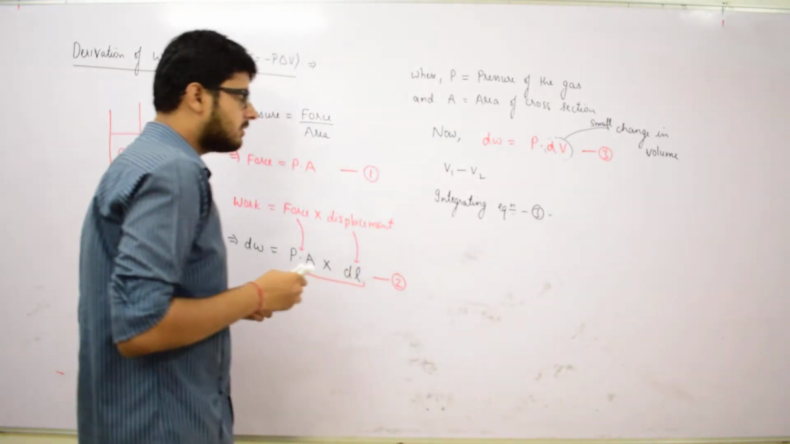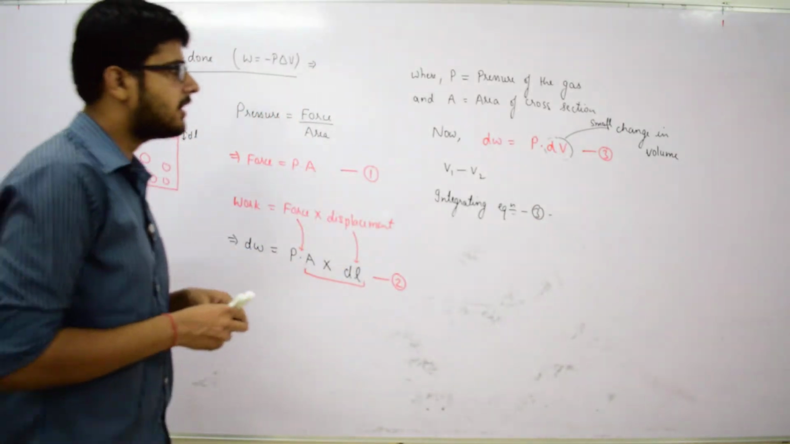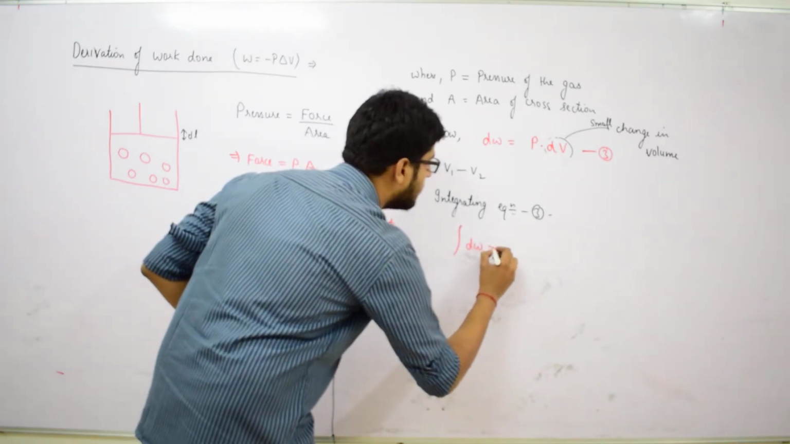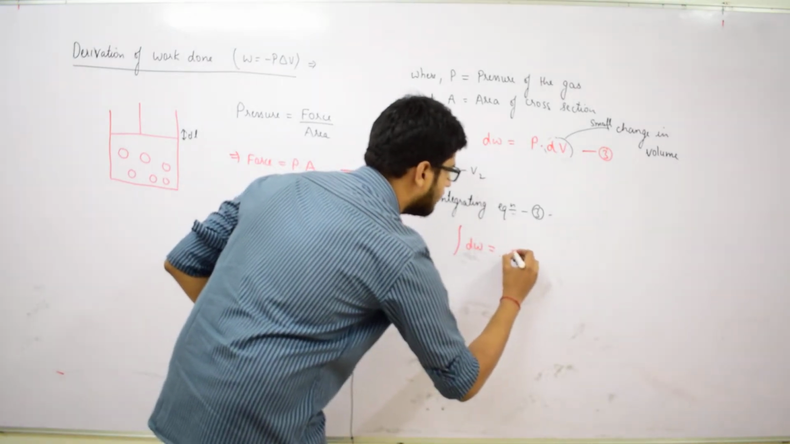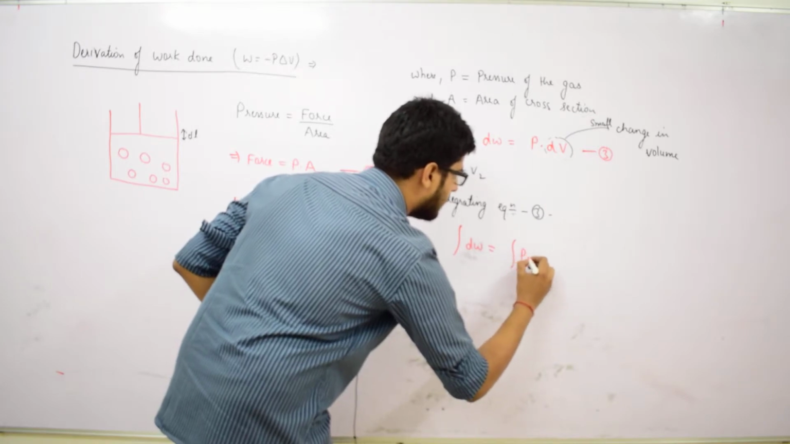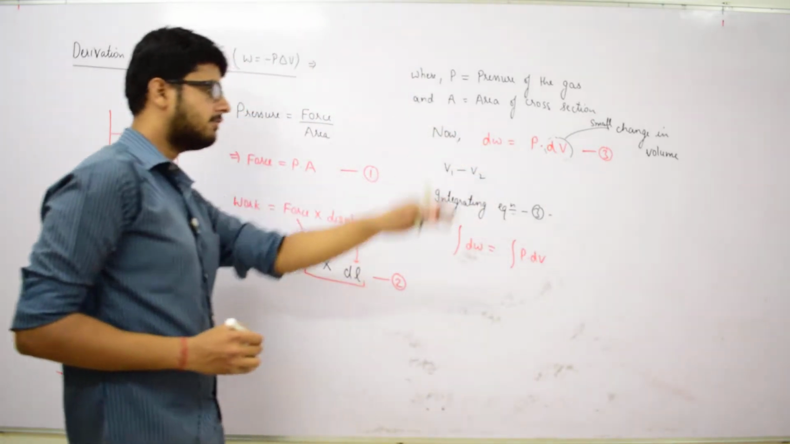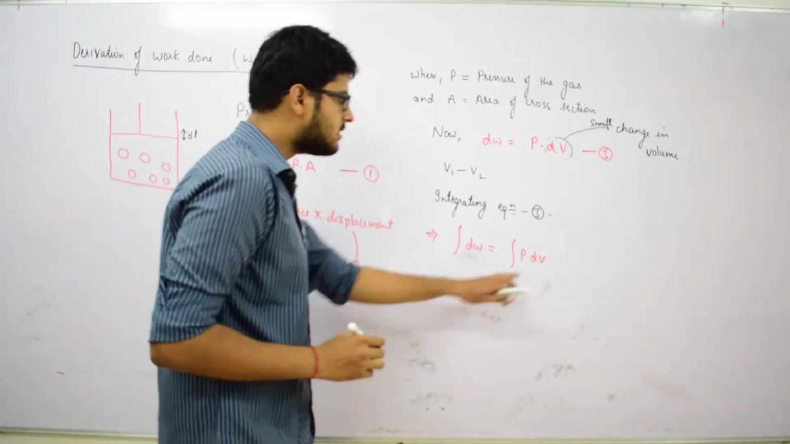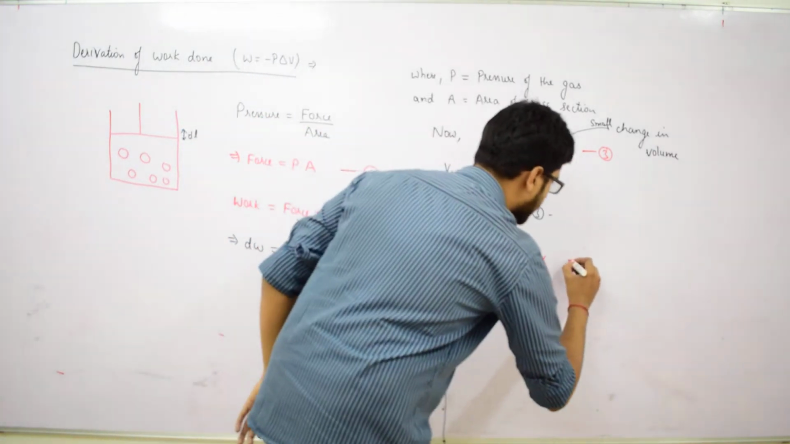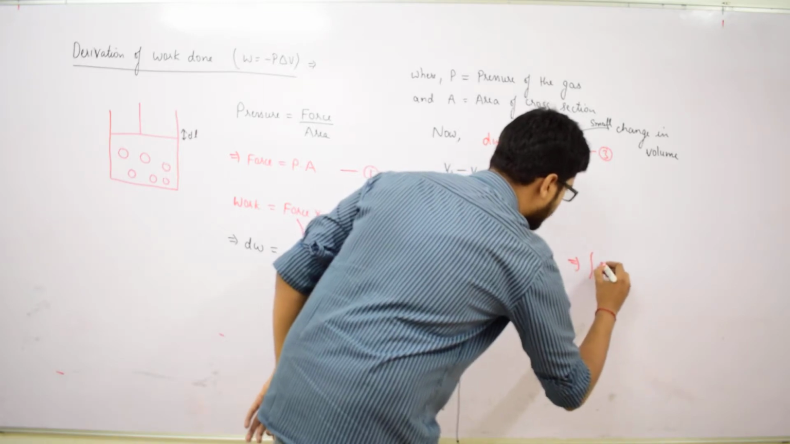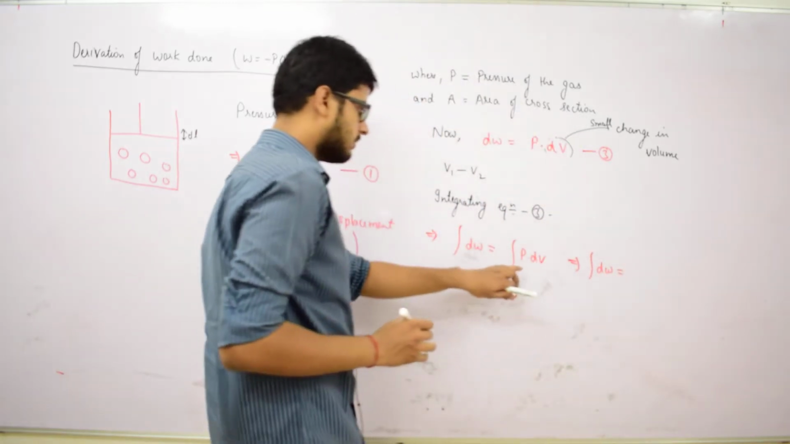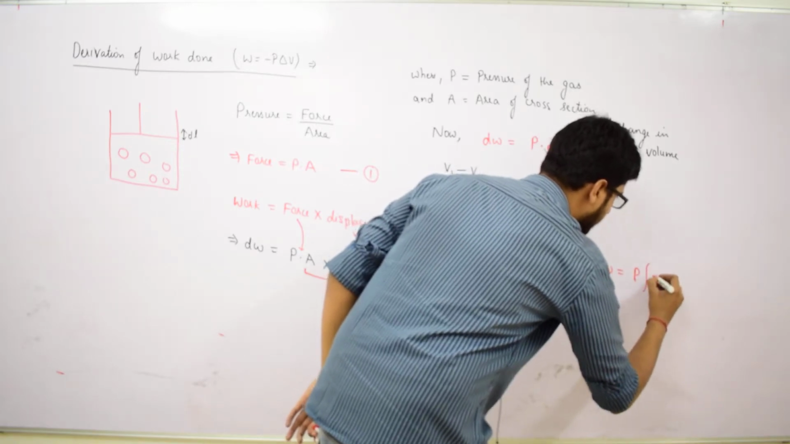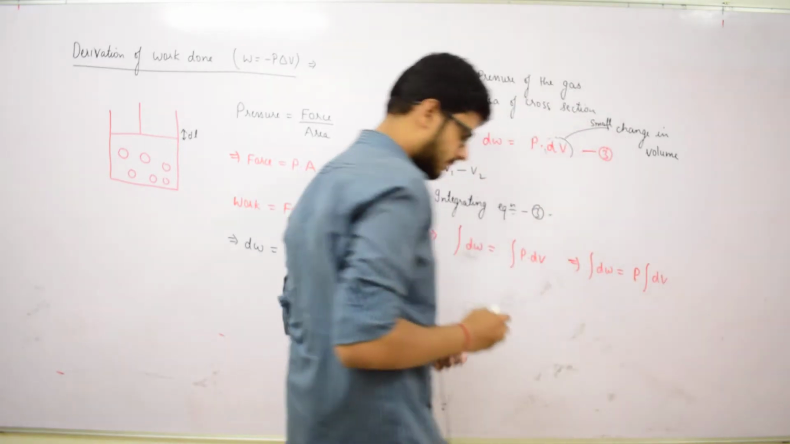what will we get while integrating equation third? So, integration of dW is equal to integration of P dot dV. Since pressure is a constant term, we can write integration of dW is equal to P, which comes out of the integration as a constant, times integration of dV.